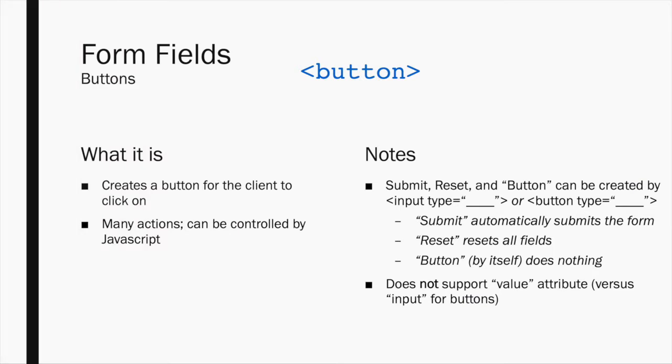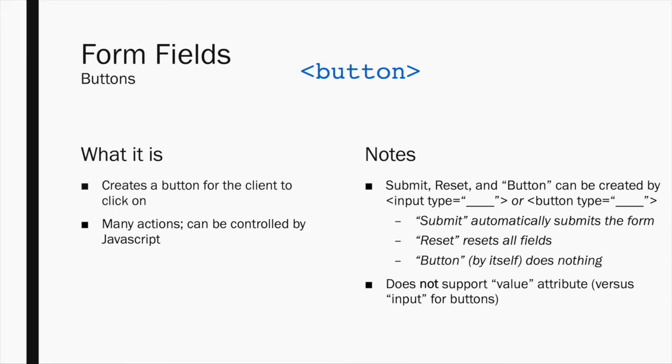Next are buttons. This allows you to create a button for the client to click on. There are many actions, and these can be controlled by JavaScript. We won't get too in-depth with this, but the Code With Me videos should allow you to see what it's like to create a button. Submit, reset, and button can be created by using input type and those values, or button type and those values, except button type equals button doesn't make any sense. Submit automatically submits a form. Reset resets all the fields. And button by itself does nothing.